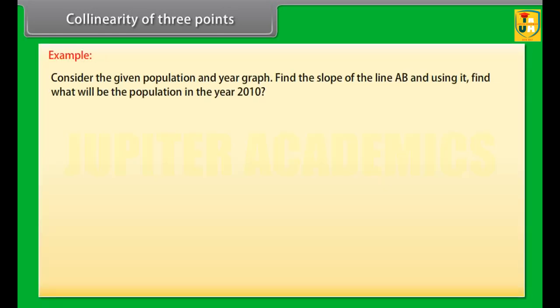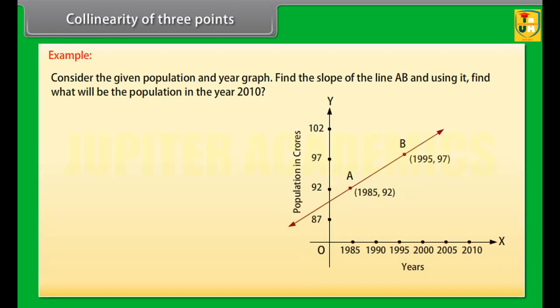Consider the given population and year graph. Find the slope of the line AB and, using it, find what will be the population in the year 2010. Solution.